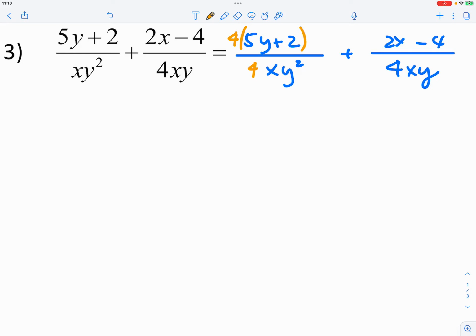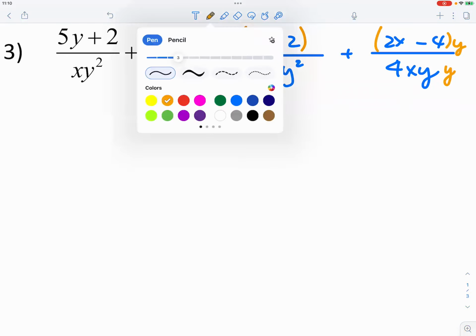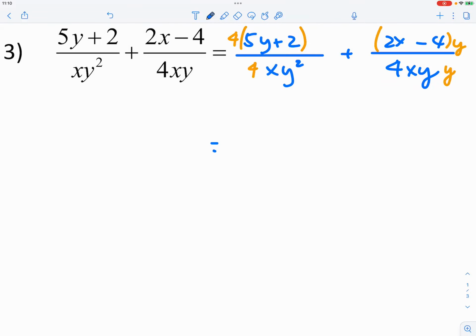And for the second fraction, it needs an additional y to be multiplied, because there's a y squared, which is y times y. So, okay, now that we have the same denominator of 4xy squared, the numerator will be 20y plus 8. And then there will be 2xy minus 4y.